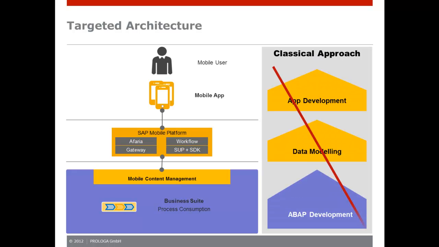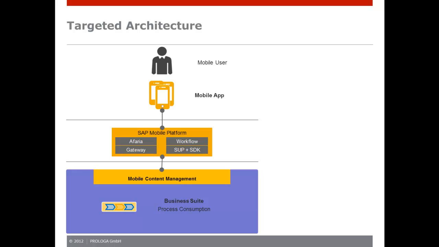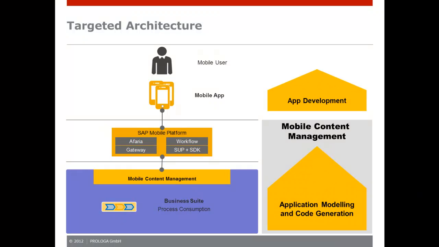The classical approach is using ABAP development in the backend, data modeling in the middleware, and the native app development. This creates several interfaces between systems and teams that no one really wants to cope with during an implementation project. So what is the difference with mobile content management? Using the mobile content management by Prologa enables you to model the backend and middleware in only one step, reducing interfaces and your implementation effort to a minimum.